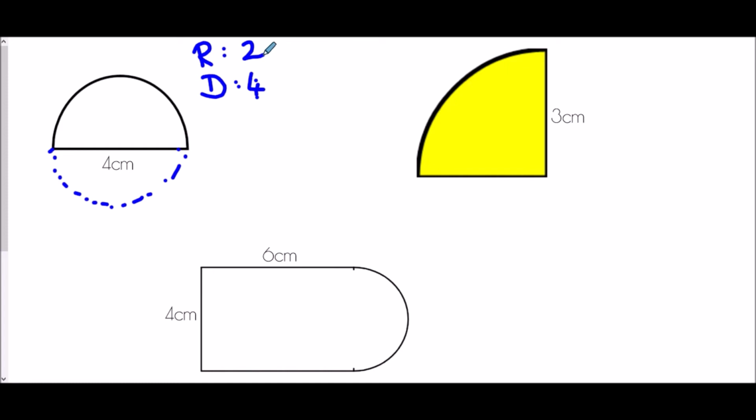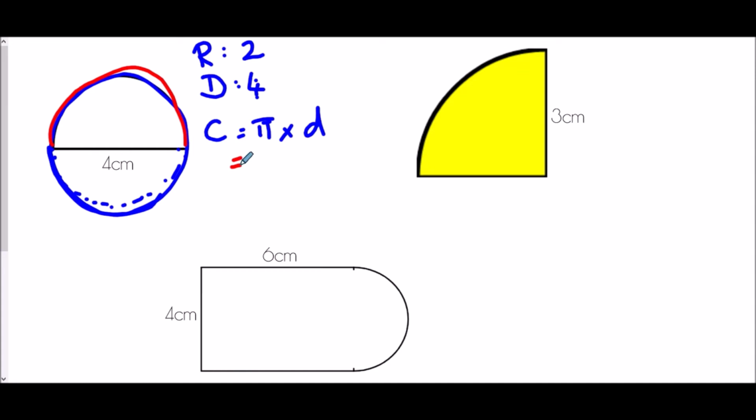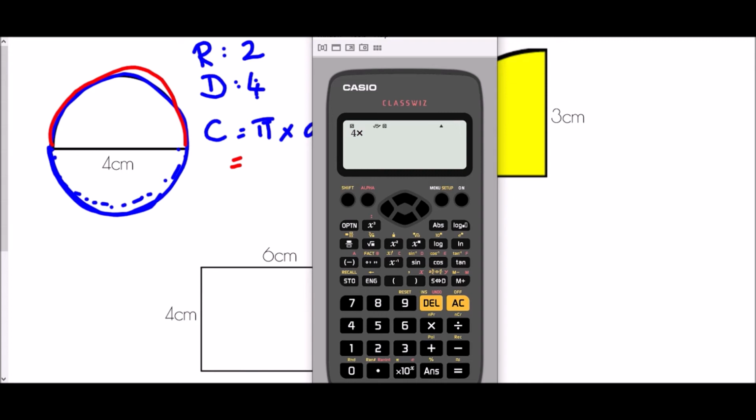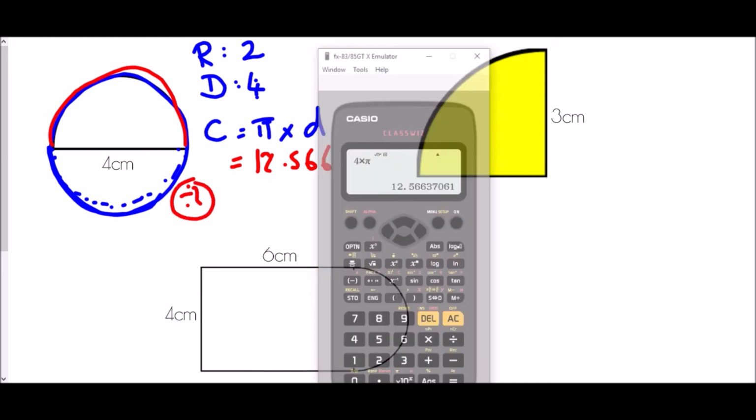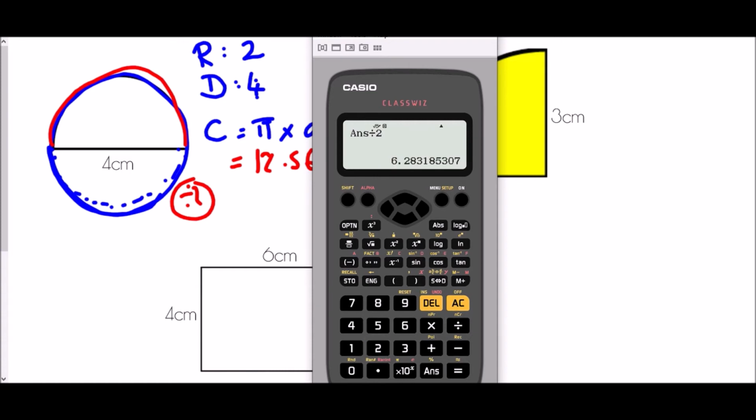Now, if I wanted to find the circumference of the full circle, going all the way around, I would do pi times diameter. But in this case, I don't actually want a full circle. I only want half of it. I only want the piece around the outside here. So I'm going to do pi times diameter, but then divide it by 2. I'm going to get the full circumference first. So that is 4 times pi, and that is 12.566. But I want to divide that by 2 in order to get just the red curve. So divide by 2, and that is 6.283.